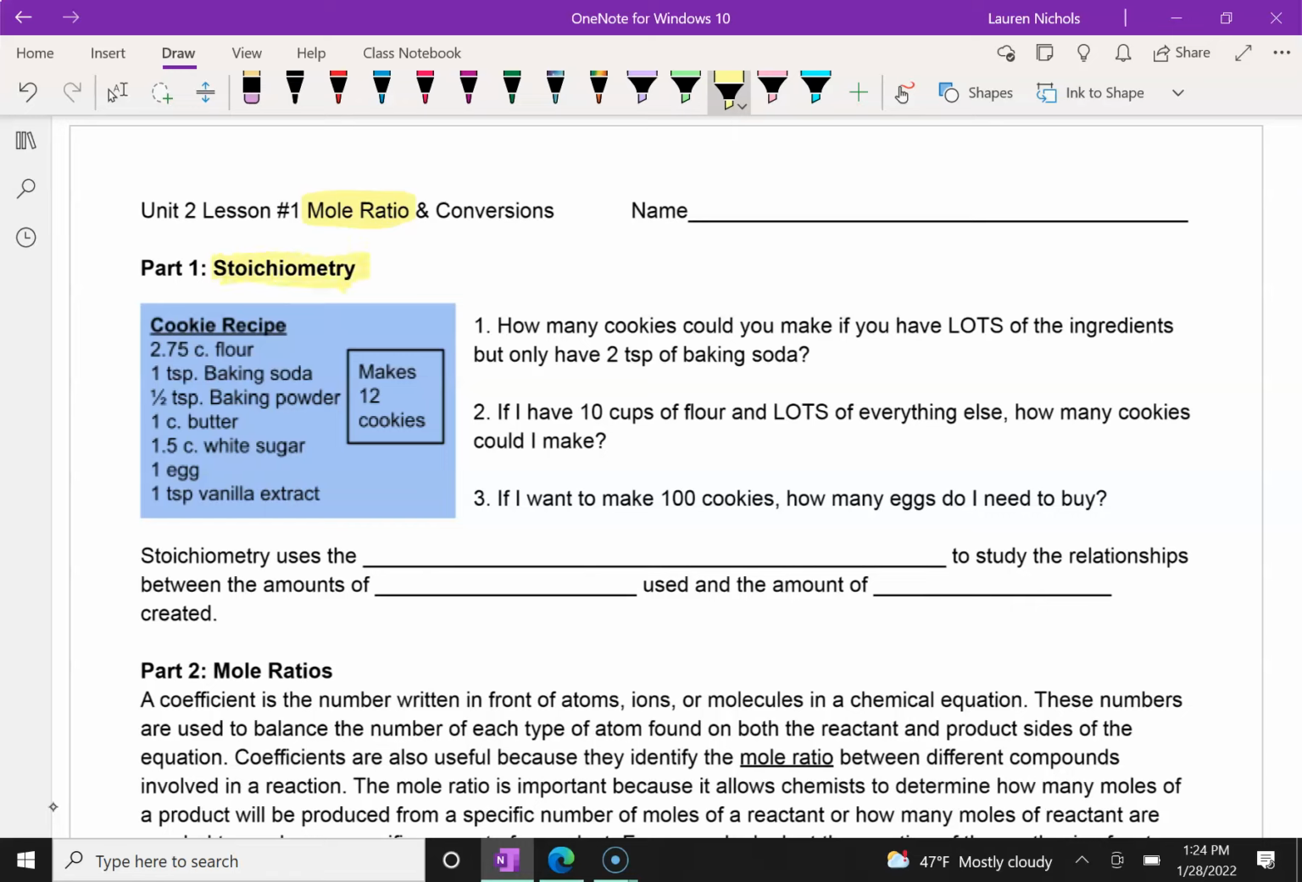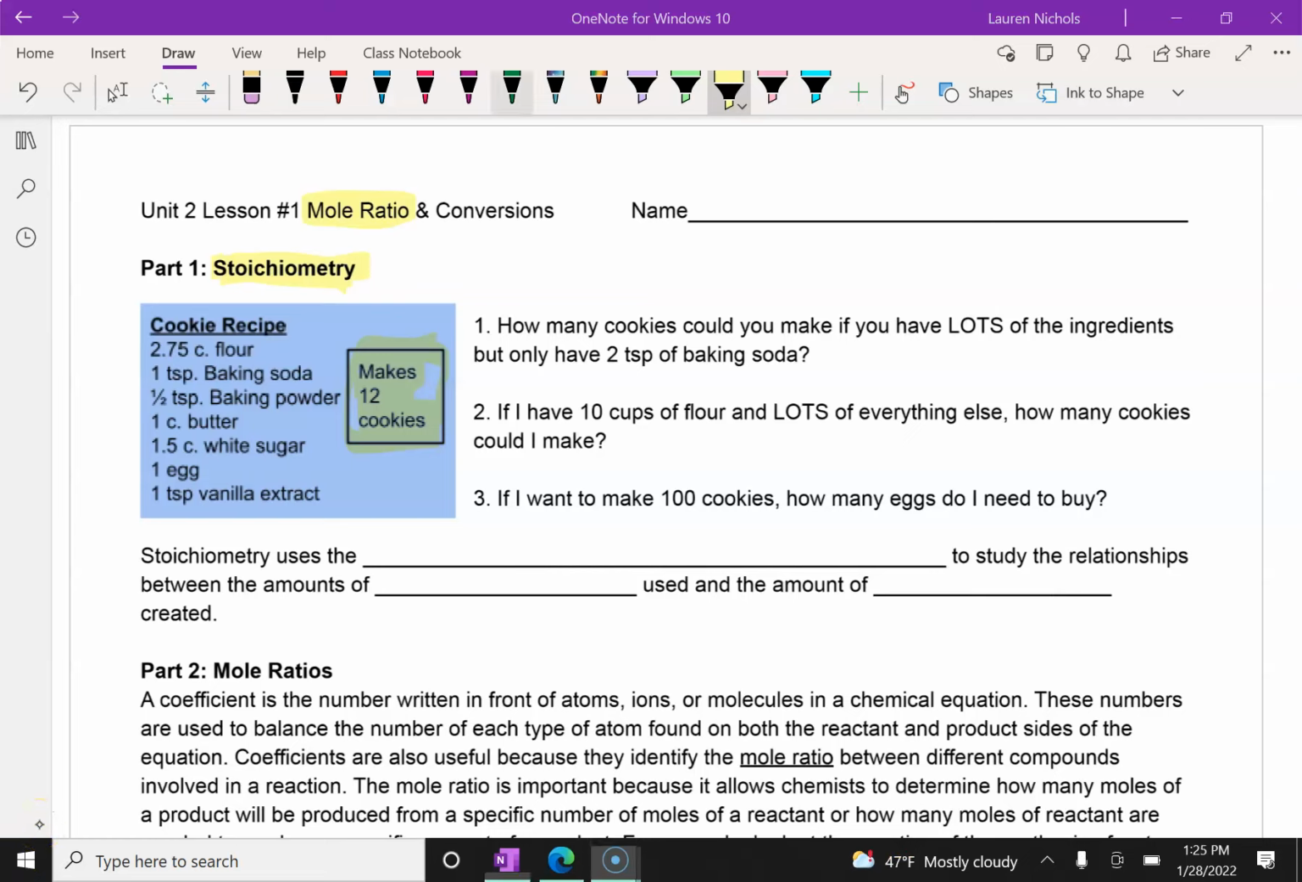So on the left, you see a recipe for a cookie. It's got 2 3/4 cup flour, a teaspoon of baking soda, half a teaspoon of baking powder, 1 cup sugar, 1.5 cups of white sugar, 1 egg, 1 teaspoon of vanilla extract. And all of this makes about 12 cookies. So what I want you to do is pause the video and answer the 3 questions off to the side. Press play when you're ready to talk about it.